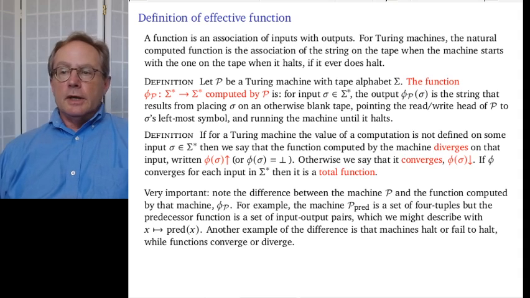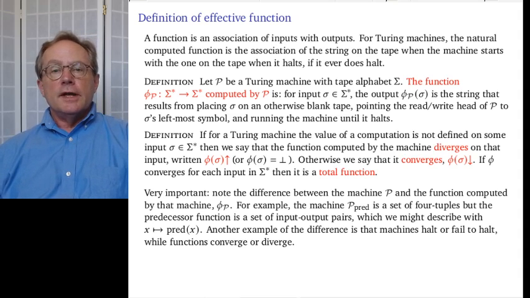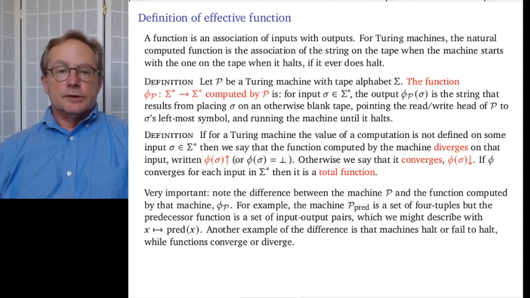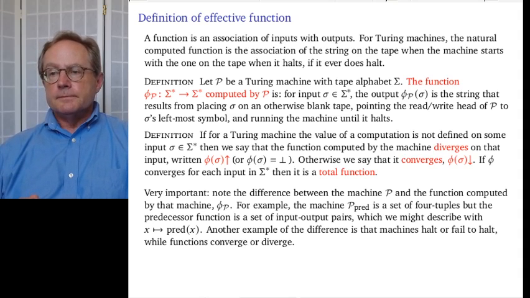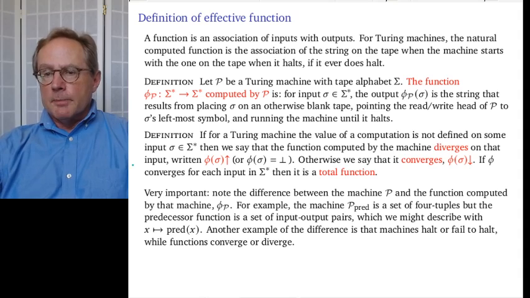If for a Turing machine the value of the computation is not defined on some input, then we say that the function computed by the machine diverges. It's sort of an analogy with infinite series. And we write that with an up arrow.